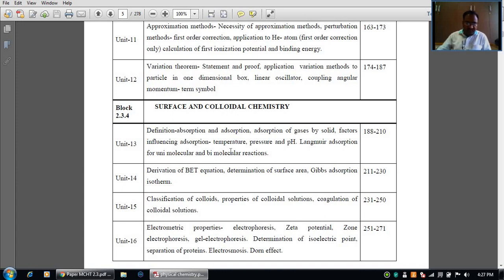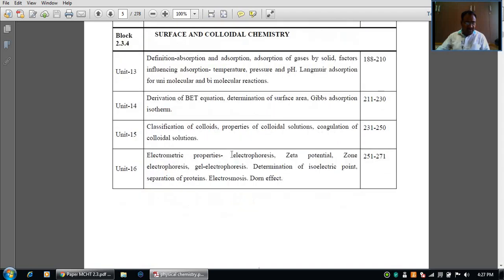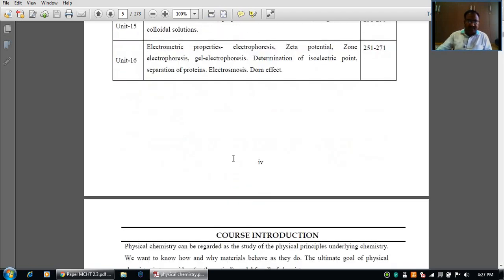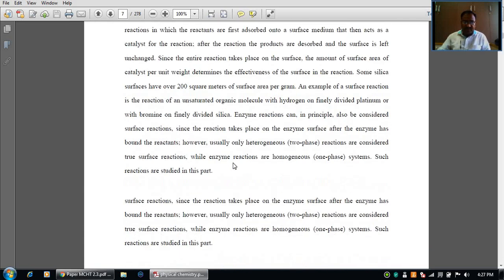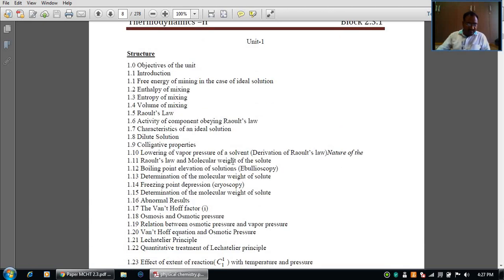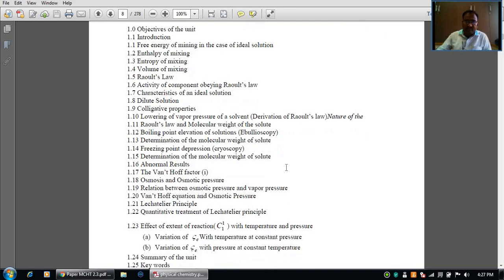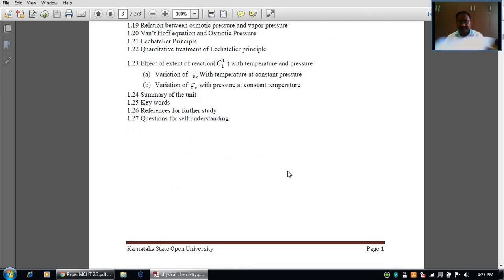In part 2 of this question paper, there are totally 6 questions, and each question carries 16 marks. That we divide here: 16 is divided into 4 plus 6 plus 6, or 6 plus 6 plus 4, like that.